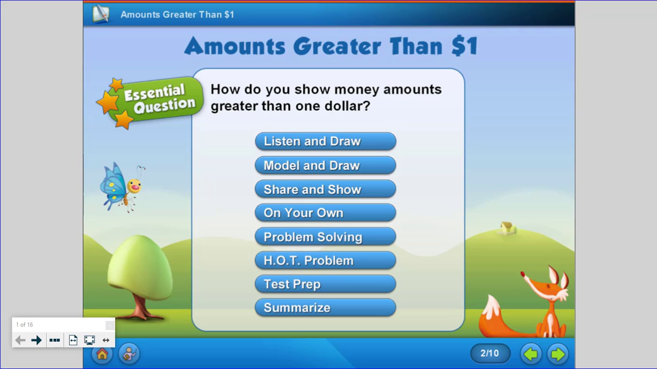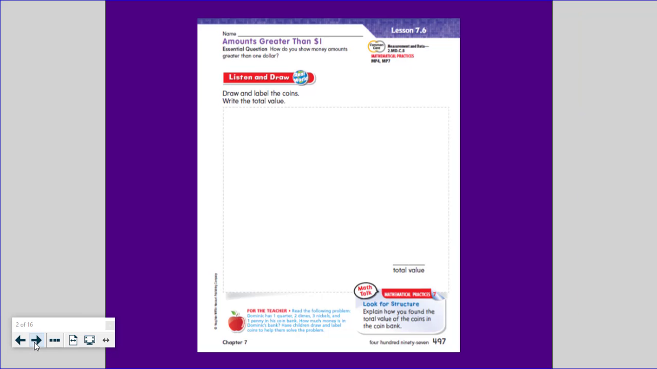Hello, boys and girls. Today we're going to be working on lesson 7.6, and the title of the lesson is Amounts Greater than $1. Our essential question is, how do you show money amounts greater than $1? How do you show money amounts greater than $1? So let's go to our next page.